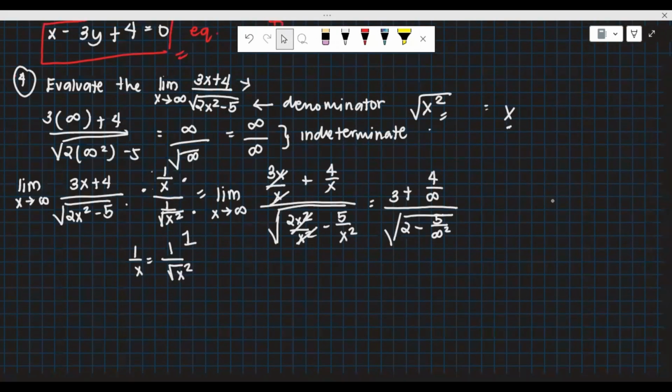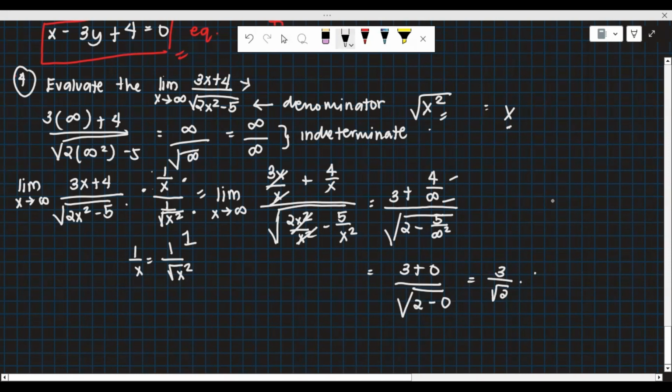So, ito yung constant and ito yung infinity mo. So that would be 3 plus 0 over square root of 2 minus constant again over infinity, 0. So, you're gonna have an answer of 3 over square root of 2. I-rationalize lang natin yung square root para wala tayong square root sa denominator. So, that would be 3 square root of 2 over 2. So, this will be our final answer.